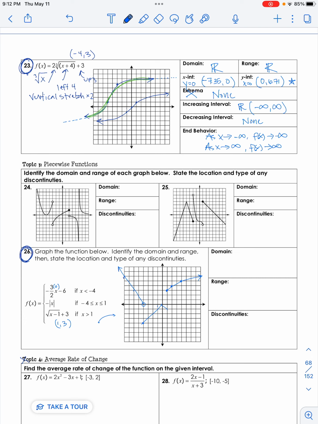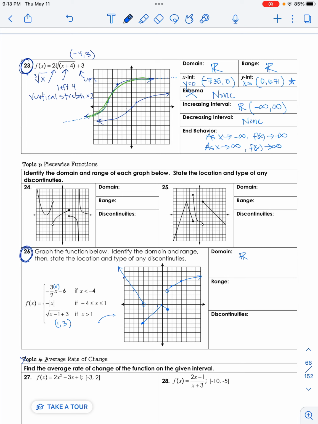We have to make sure that we pay attention to where the circles are open or closed. So it will be open right there and closed here. The domain for this function is all real numbers because it continues to the left and the right, and any open circles are filled in here by these closed circles.